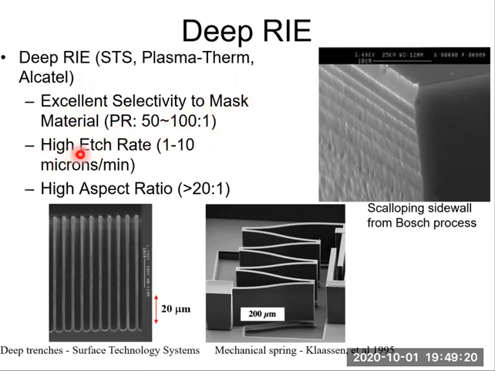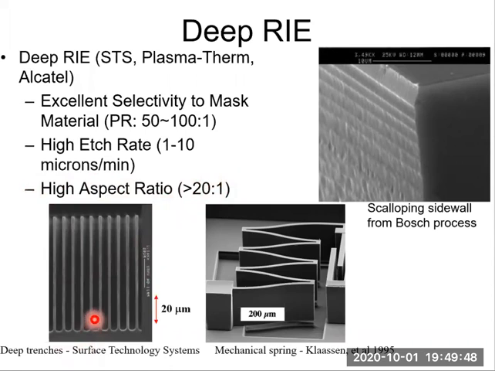Deep RIE has a high etch rate, 1 to 10 microns per minute, and high aspect ratio. It's used to fabricate high aspect ratio structures, such as deep trenches with an aspect ratio greater than 20 to 1.